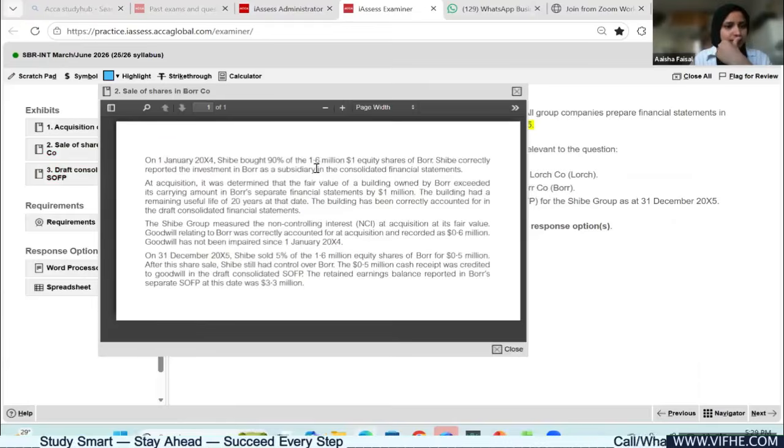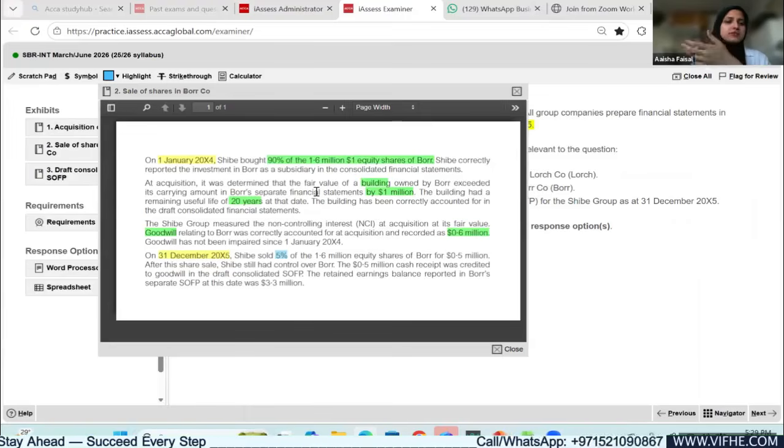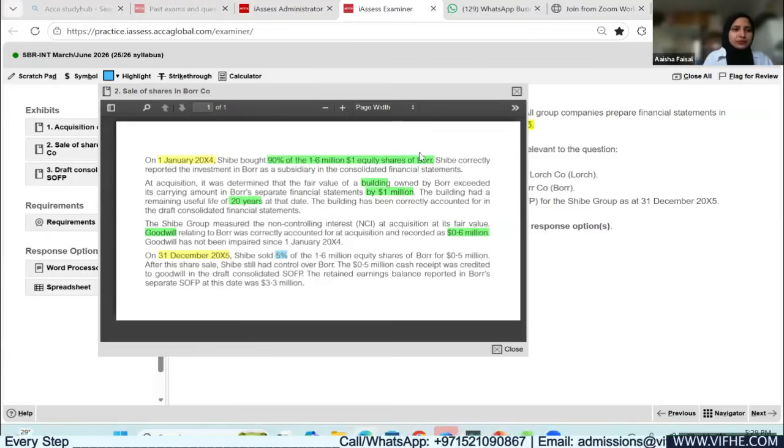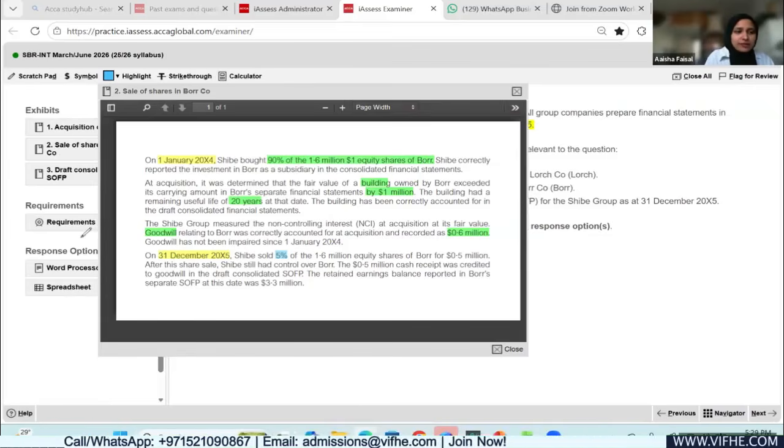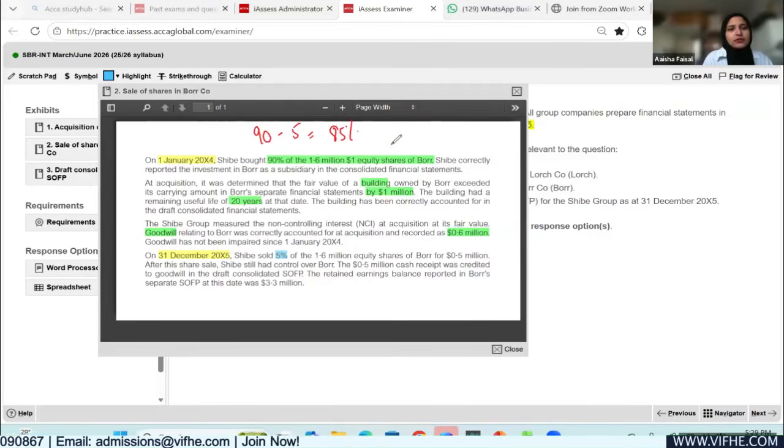where were we? We were at our exhibit 2, Bor. I was telling you that we were discussing that from 90%, if you're going to dispose of 5%, it's just a control to control situation. It's not going to stop becoming your subsidiary. So from 90%, if you sell 5%, you're with 85%. And you all rightly told me that it's a control to control situation.